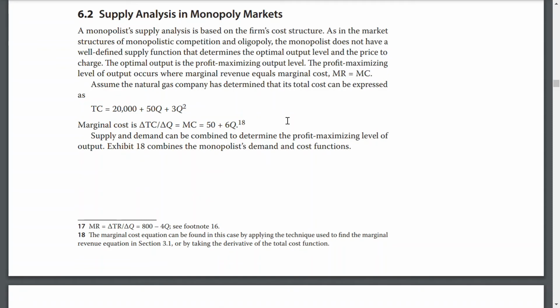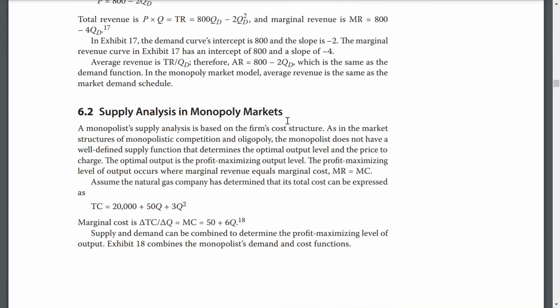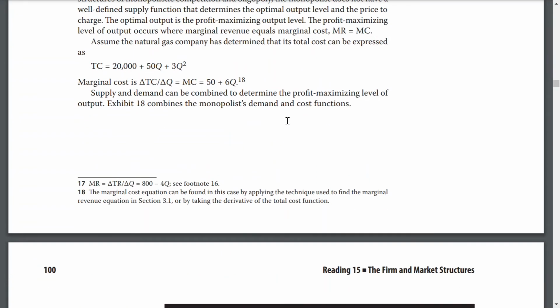As in the market structures of monopolistic competition and oligopoly, the monopolist does not have a well-defined supply function that determines the optimal output level. The profit maximization level of output occurs when marginal revenue equals marginal cost, MC equals MR. Assume the natural gas company has determined that the total cost can be expressed as such. Marginal cost is the change in total cost divided by the change in quantity, which equals such.